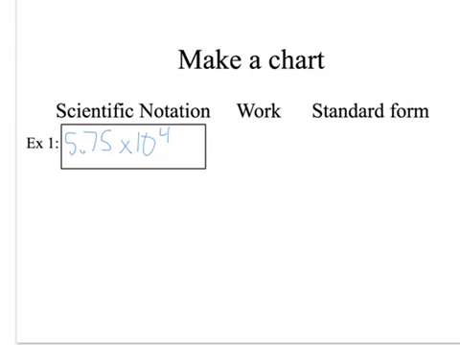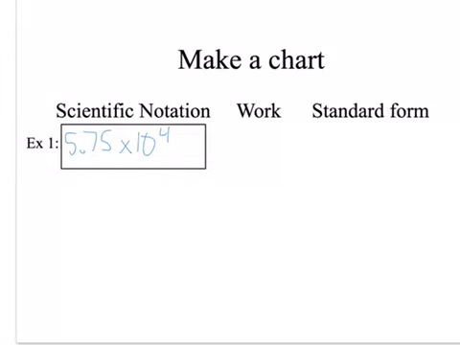Please call this example 1. This belongs under the scientific notation section. Your problem does not need a box around it. I just needed to create some white space for myself. So go ahead and write down the question, 5.75 times 10 to the 4th.